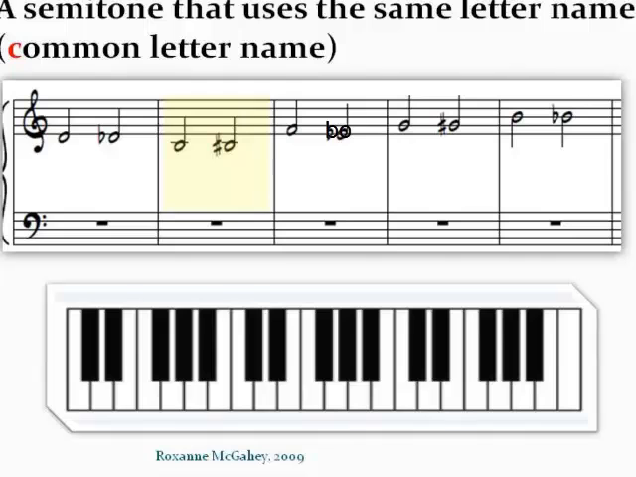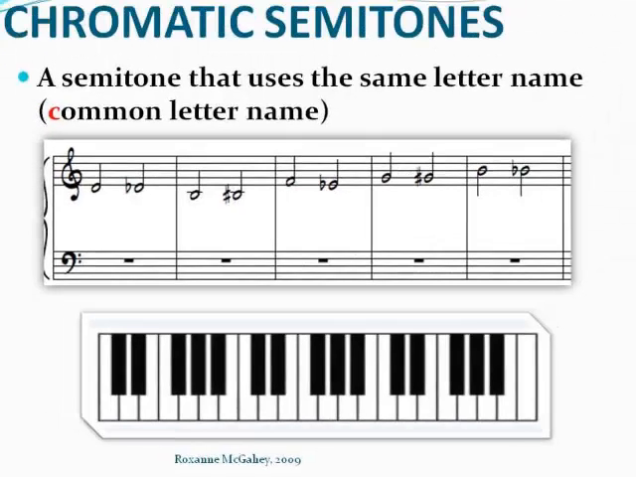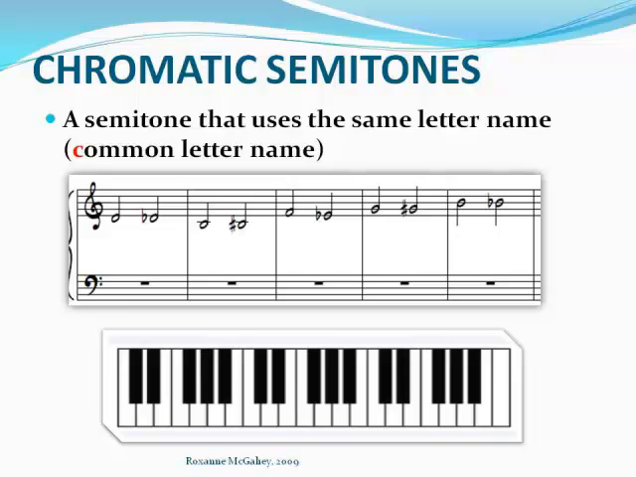F to F flat is also a chromatic semitone because it has a common letter name. It's the same for G to G sharp and B to B flat. These have a common letter name, therefore they are chromatic semitones. If you call the G sharp A flat, then it would be a diatonic semitone. Or if you called the B flat A sharp, then it would be a diatonic semitone.